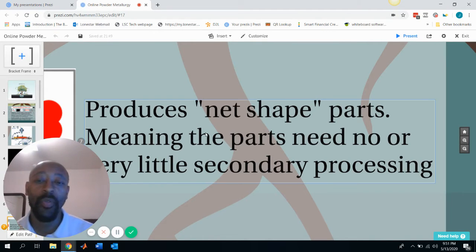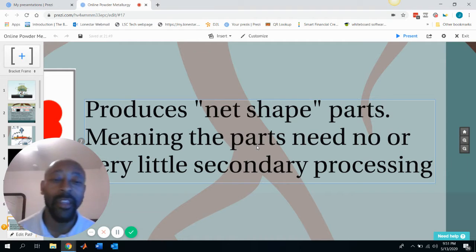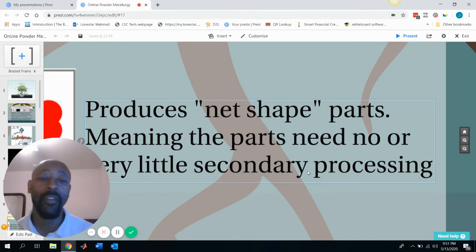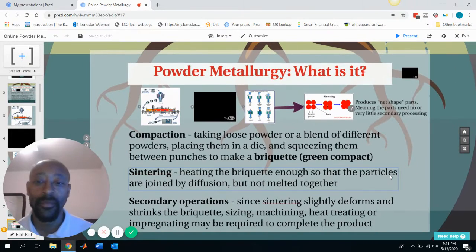Powder metallurgy can produce what's called net shape or near net shape parts, which means that the parts don't need any secondary processing. That's for net shape. Or if you say near net shape, it means the parts need very little secondary processing.